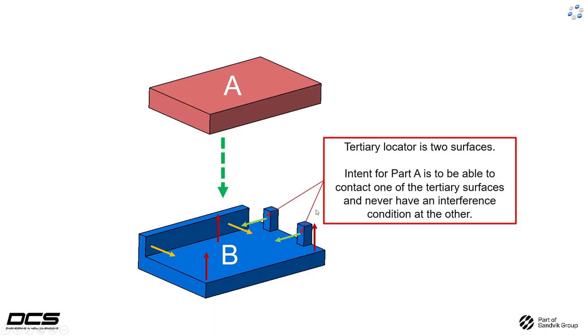Now, because we have these two surfaces for tertiary, you only need one for a move. So the intent here is for part A to be able to contact one of the tertiary surfaces, but never have an interference condition at the other. And we can achieve this with some conditional logic.